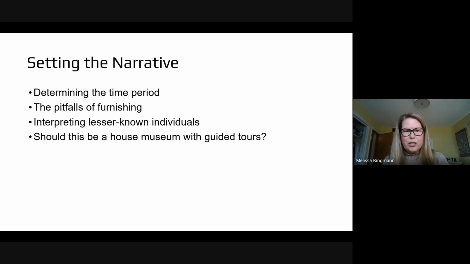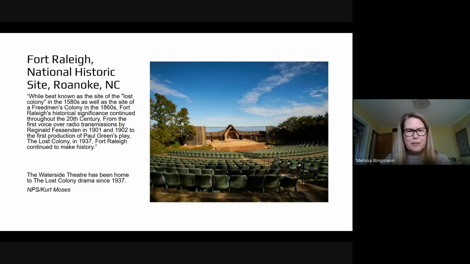And it could be the community. It could be a national audience. It could be a niche audience. And those things should really drive the narrative that you're telling at your site. So I want to start with determining the time period, because this may seem obvious, but it's actually a bigger deal than you would think and can really drive a lot of your interpretive narrative.